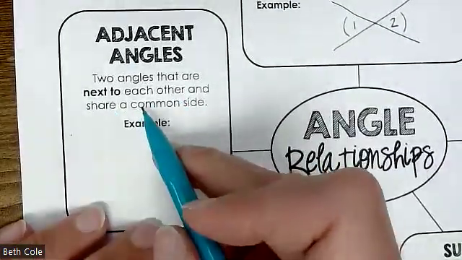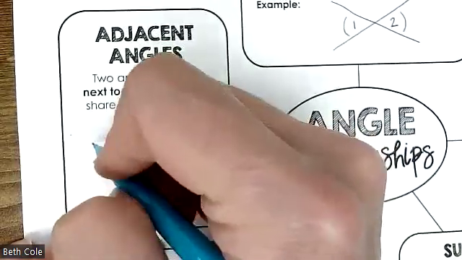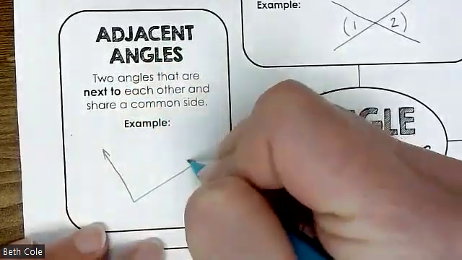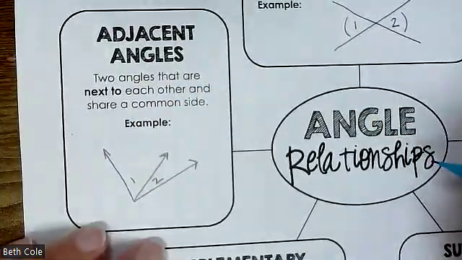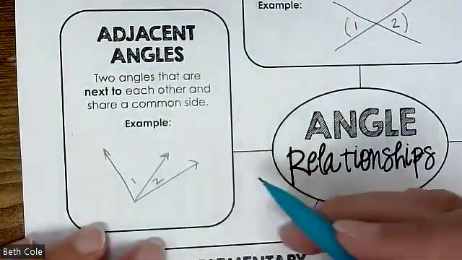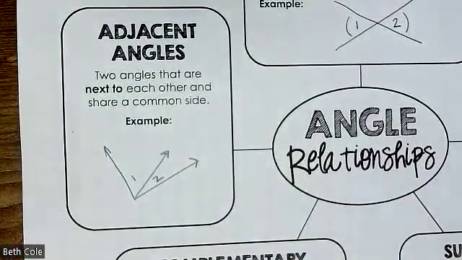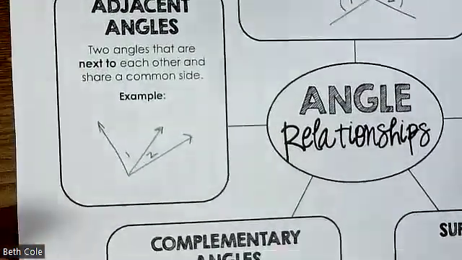Adjacent just means next to each other. So two angles next to each other and share a common side. So an example would be something that looks like this. You have angle 1 and angle 2. See how they're right next to each other? Those aren't necessarily congruent though. They could be any measurements.